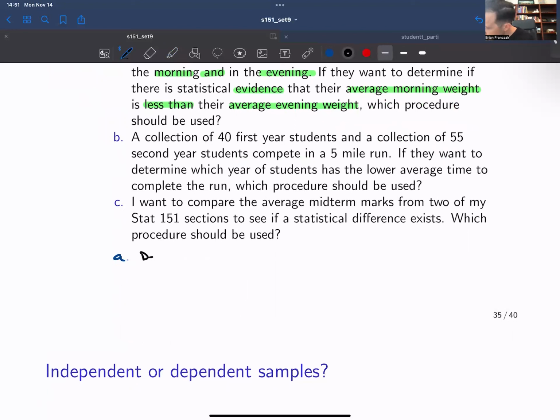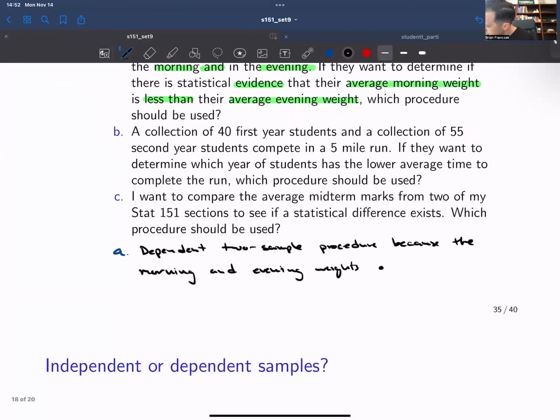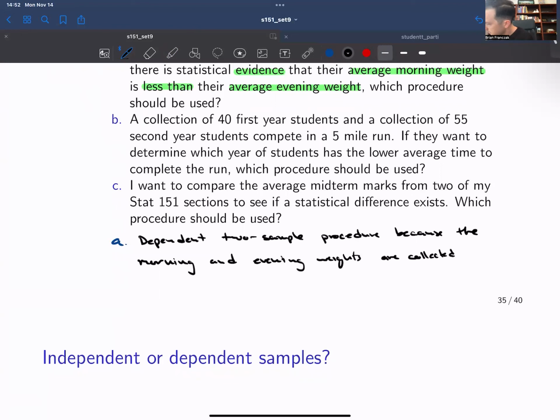So here we are going to use a dependent two sample procedure because the morning and evening weights are collected for the same 50 people. This creates a paired structure.